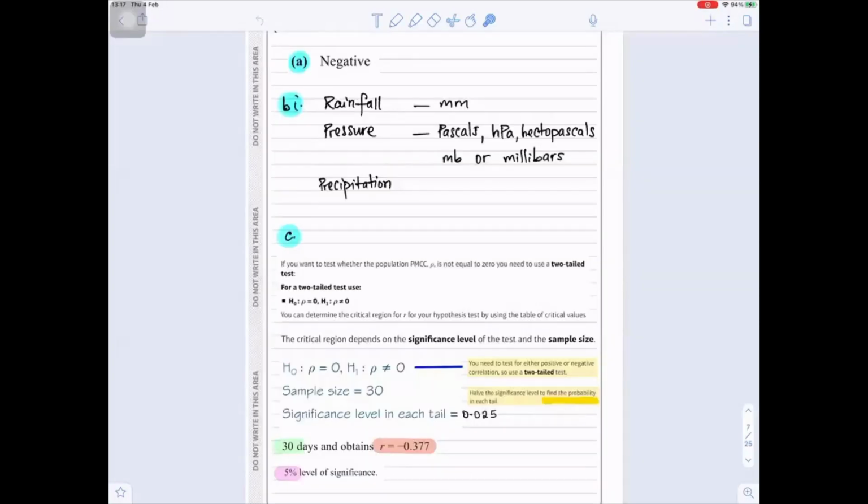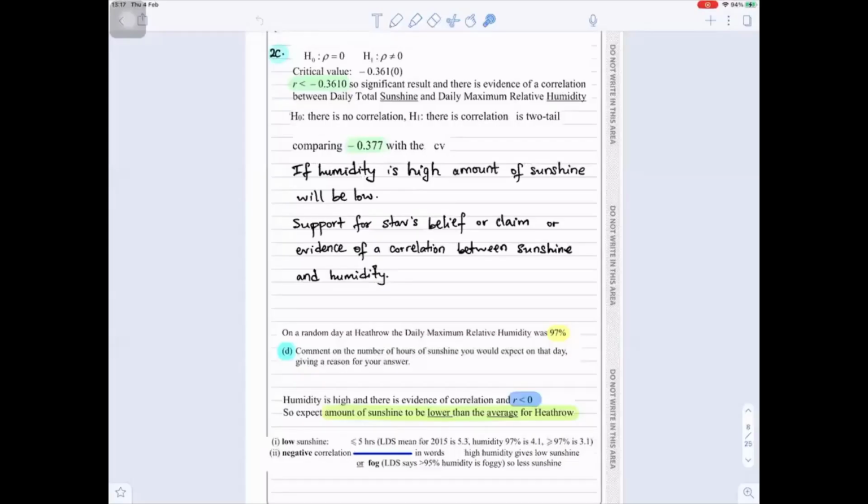That's your first part of question 2, parts A, B, and C. That's parts C and D of question 2.